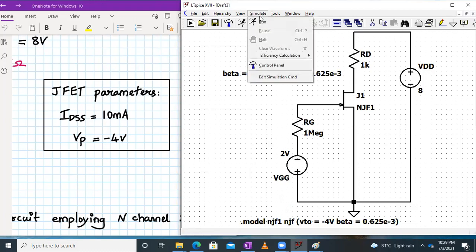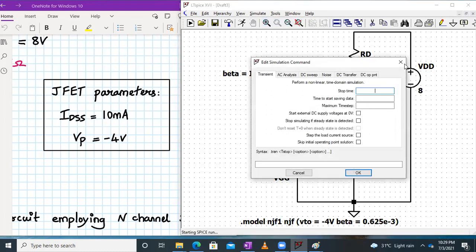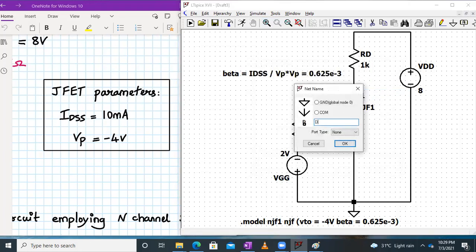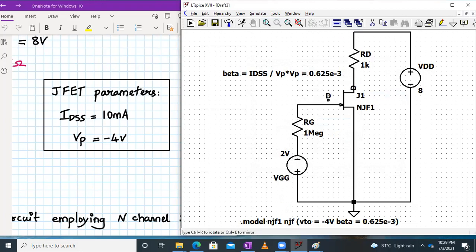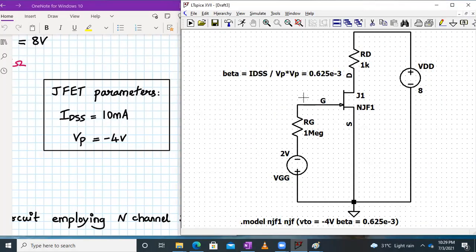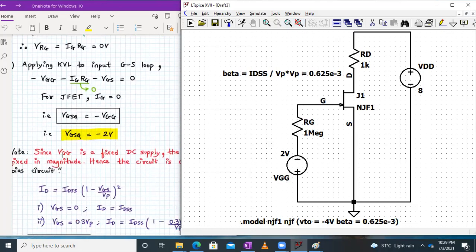So go to simulate, click on run. Before doing that, let us label the nodes. So I'll right click on this and add as a drain terminal. This is the gate terminal and this is the source terminal. So let me name it properly. This is the drain one. This is the gate terminal, and that's the source actually, which is connected to the ground. It has no meaning, but still we have defined it for simplicity. And now we are ready to check out the values.